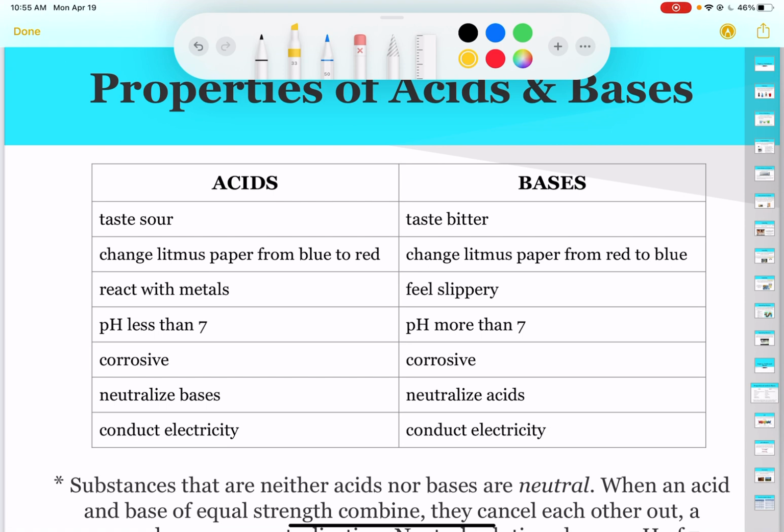So an acid normally tastes sour. If we think about foods that we eat that might taste sour, those would be acidic foods. You might think of lemons, you might think of certain types of candy, citrus things, even orange juice, stuff like that. Those are going to be acidic foods. Pop. They change litmus paper from blue to red. So if we have these little paper strips, and you may have used those in the past, they'll change the paper to red. So red normally signifies an acid when we're talking about litmus paper.